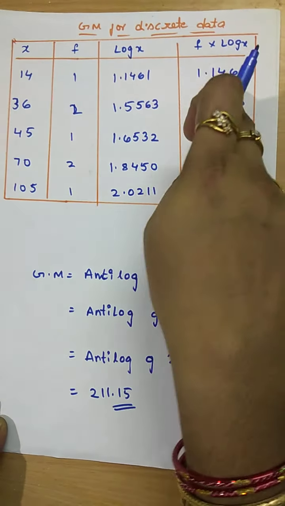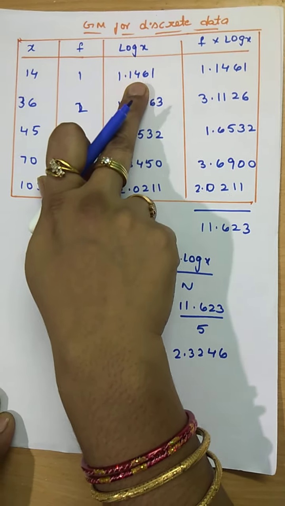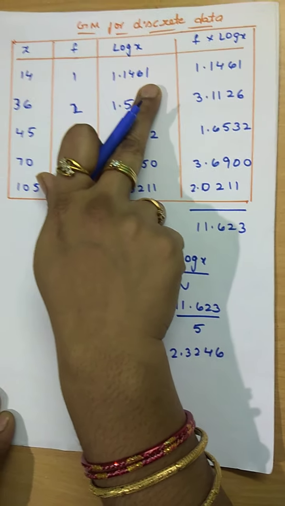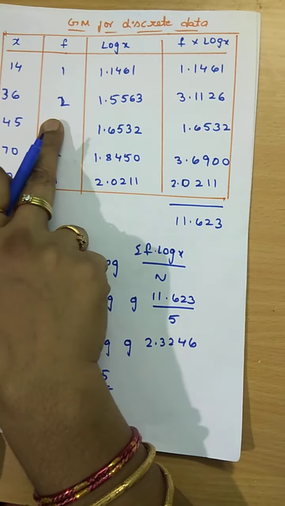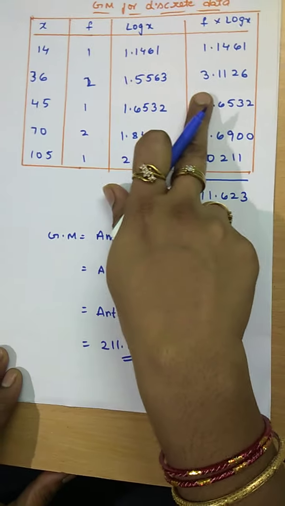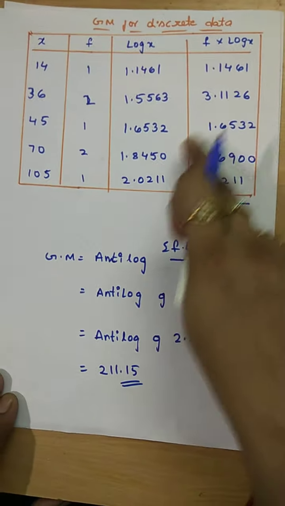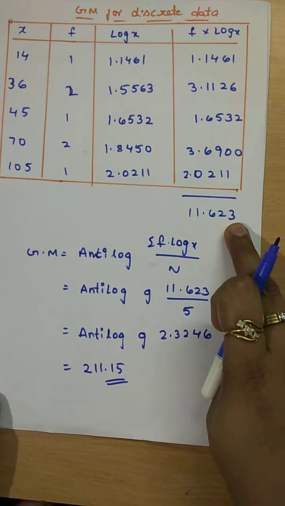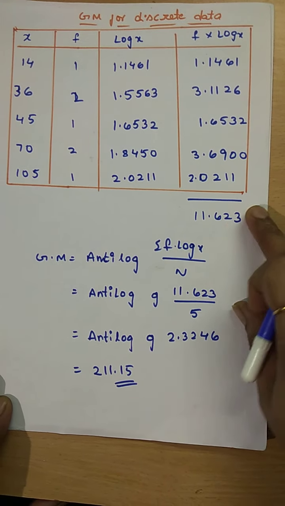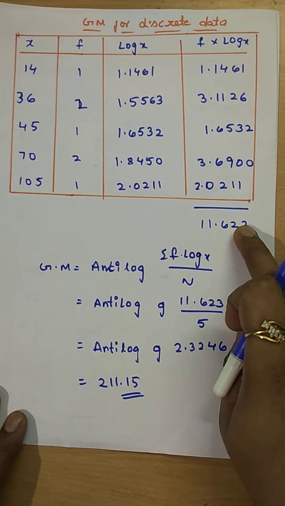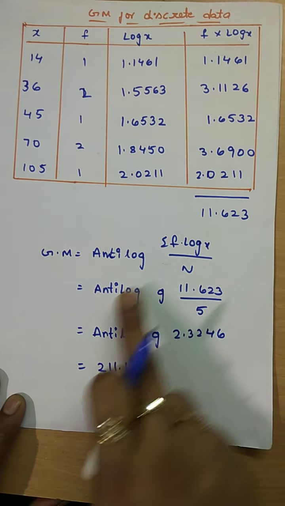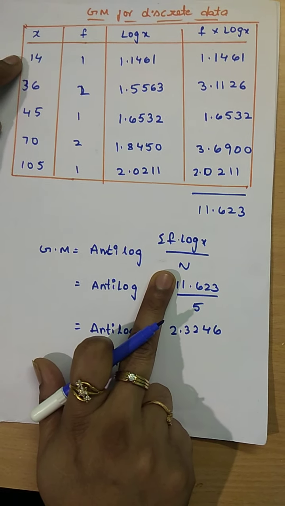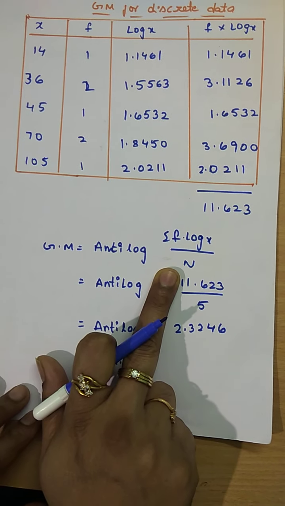Next we need to multiply f into log x. 1 into 1.1461 is 1.1461. 2 into 1.5563 is 3.1126. Like that we multiply these two values and then add all the values to get the summation. We substitute this value in the formula: anti-log of 11.623 divided by n. Here 5 observations are there, 1 2 3 4 5, so we write 5 here.